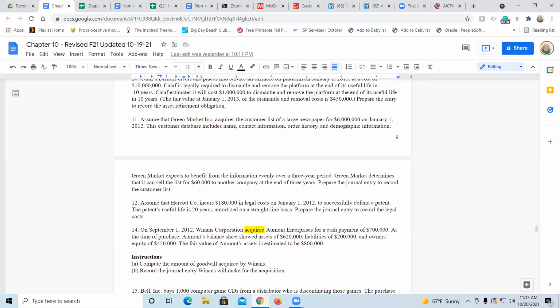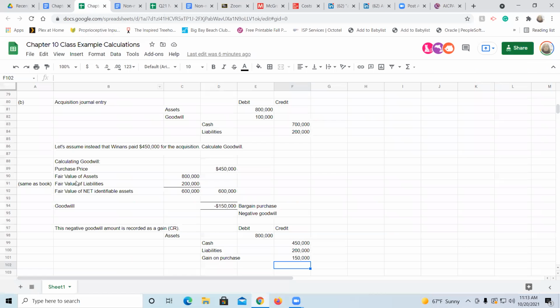So what's happening here is Green Market is acquiring an intangible asset, which we'll call customer list. So the asset customer list will go up on the debit side, and the assumption is that they're paying in cash because the question doesn't say anything else. So cash will go down on the credit side.